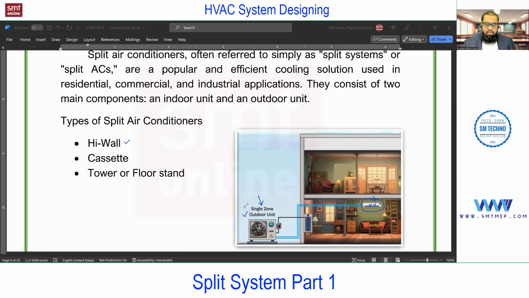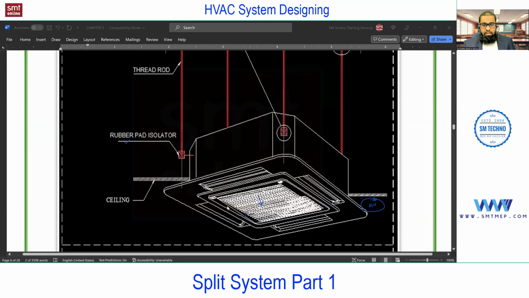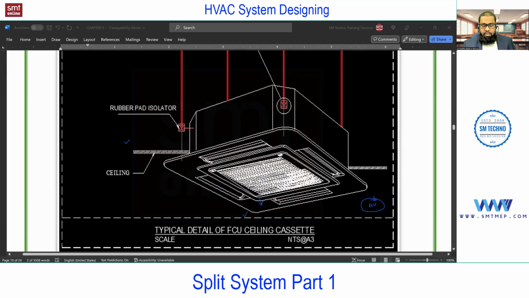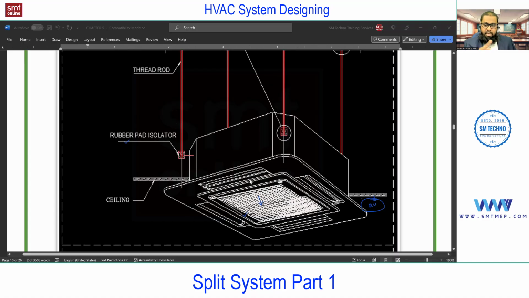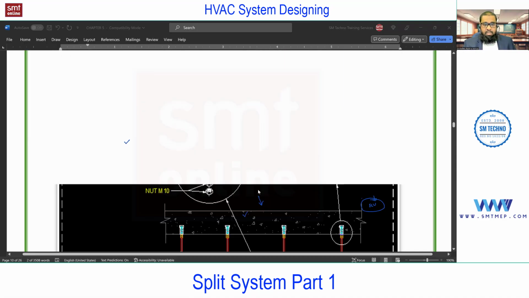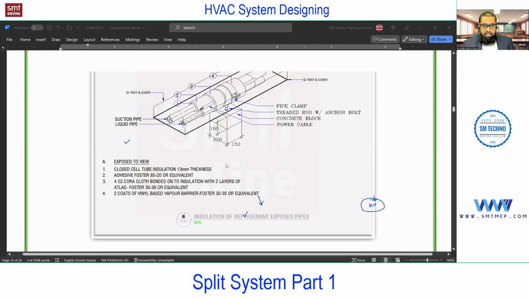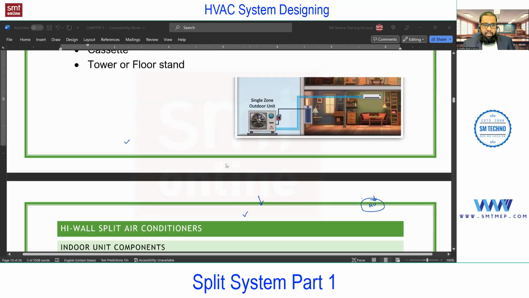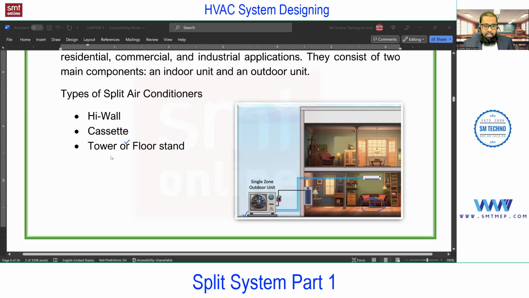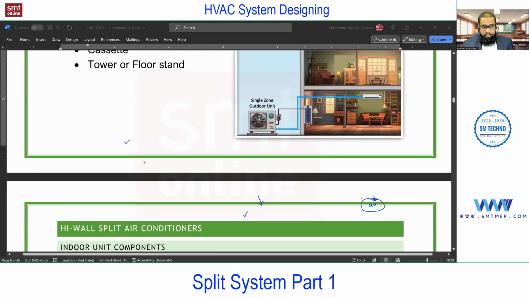I'll give you all the details, don't worry. There are 3 types most commonly in actual practice. The high wall, you can find on screen. Next is the cassette. Let me show you the preview. This is a cassette, and I'll show you in detail with a small video clip also. You see, this is again connected to the outdoor unit, and it is ceiling suspended. The high wall is installed on the wall above 6 feet as per standard, the ceiling mounted one is the cassette, and this is the tower or floor mounted.